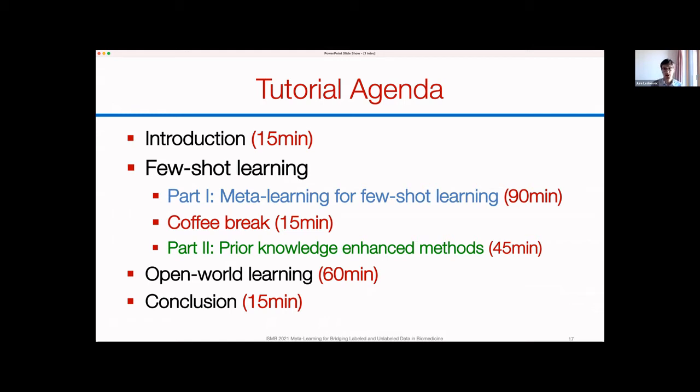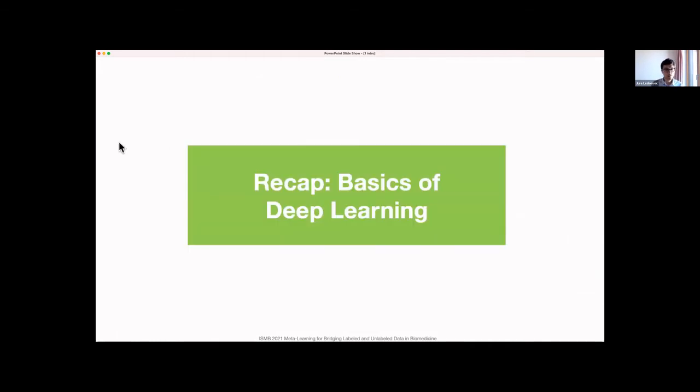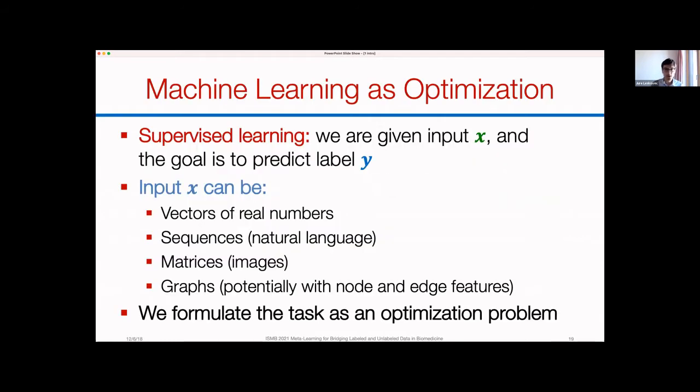So what I want to do next is very briefly bring everyone to the same point and give a brief overview. How do we think as machine learners, and how do we think especially in deep learning? So I want to introduce some basic concepts so that we'll be on the same page for the rest of the tutorial. So in machine learning, we think of machine learning as optimization, right?